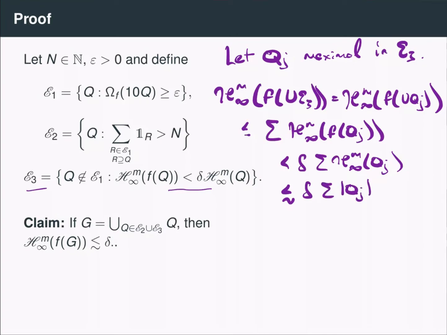And because all these cubes are disjoint or have disjoint interiors and are contained in the unit cube, this is at most delta times the measure of Q naught, which has measure 1. So this is at most delta. And that proves the claim.